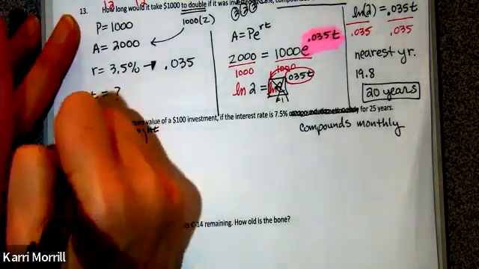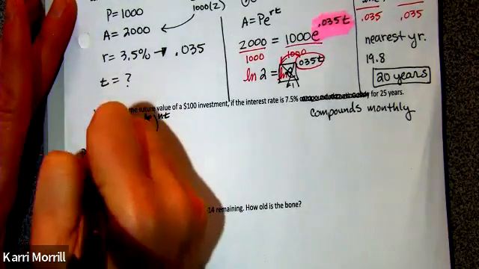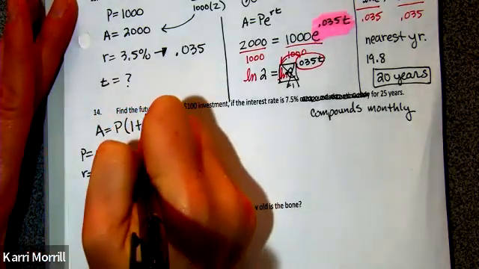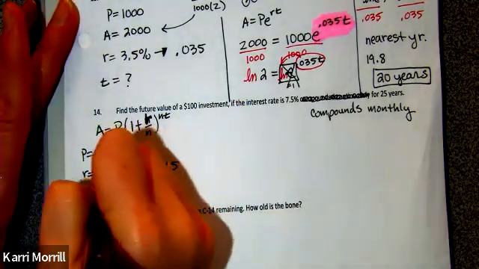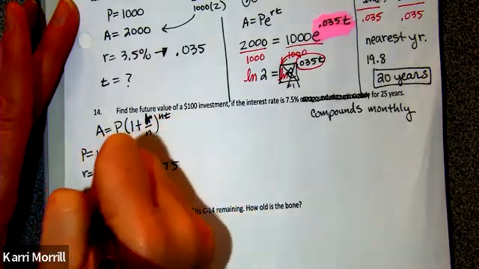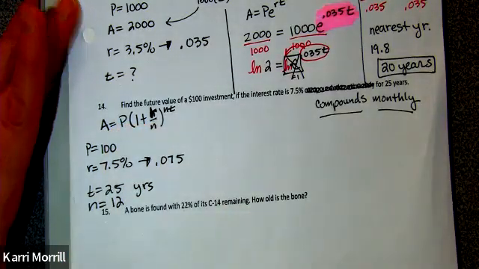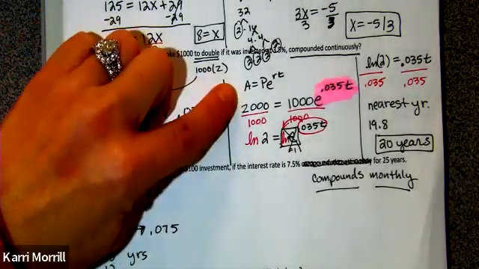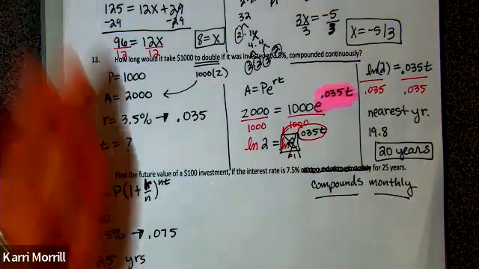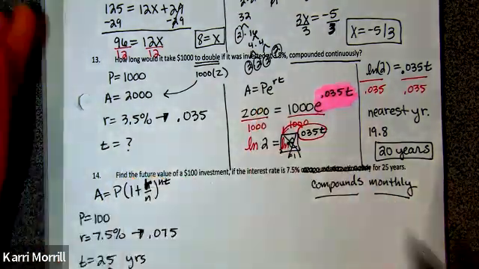So in this case, my principal is going to be $100. My interest rate, we said, was 7.5%, which we're going to turn into 0.075. And our time is going to be 25 years. The only other thing is the verbiage, it compounds monthly. That means N equals 12. So that's how we know that we use this formula rather than this one. If it said compounded continuously like it did before, we wouldn't use this formula. We would just use those values they gave us and plug it in here and solve.